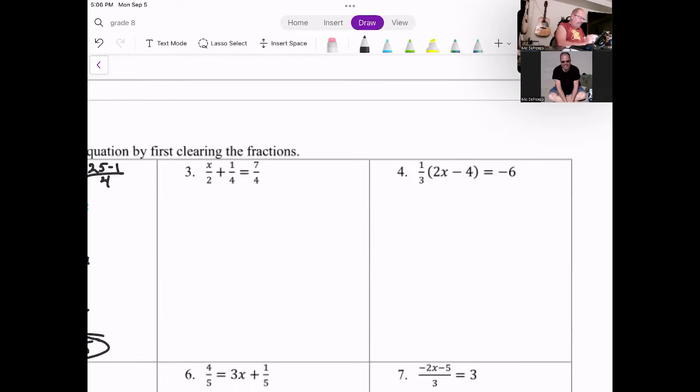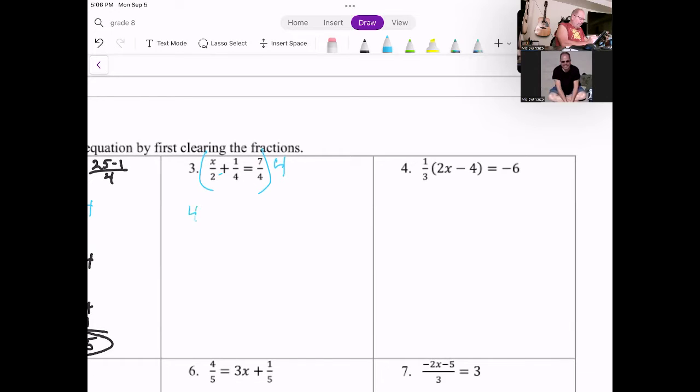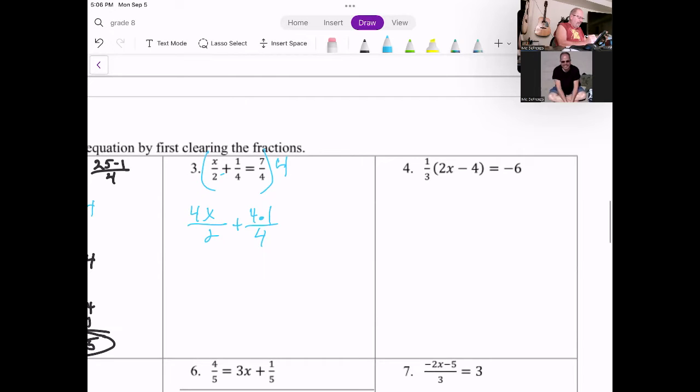So we begin by finding the least common denominator. In this one, the least common denominator is 4. So I multiply both sides of the equal sign by 4. So I have 4x over 2 plus 4 times 1 over 4. That is a times there. Equals 7 times 4 over 4. Now I start my canceling process.